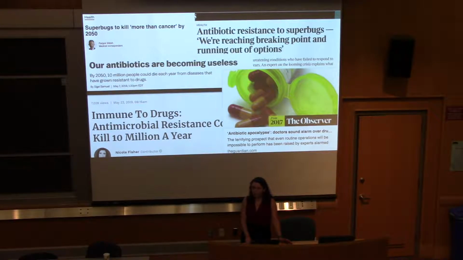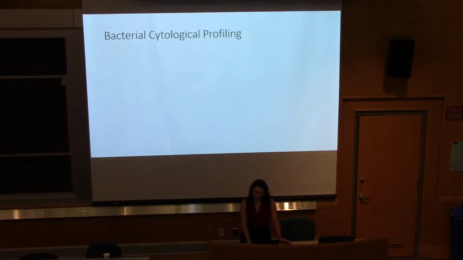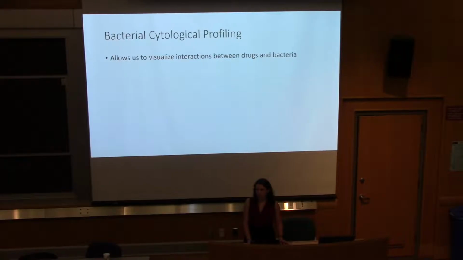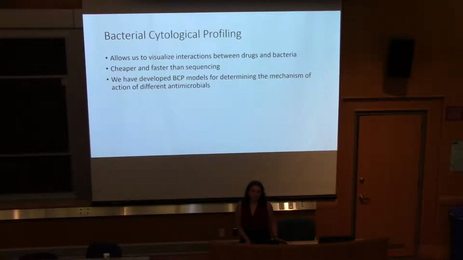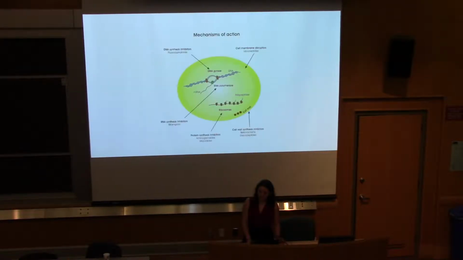So what can we do? We need a way of observing and quantifying the interaction between antibiotics and their bacterial targets, which is where bacterial cytological profiling comes in. Bacterial cytological profiling is a method that uses microscopic imaging to visualize the interactions between drugs and bacteria. It's cheaper and faster than sequencing, and we've already used it to develop models to determine the mechanism of action of different antibiotics. What is mechanism of action?